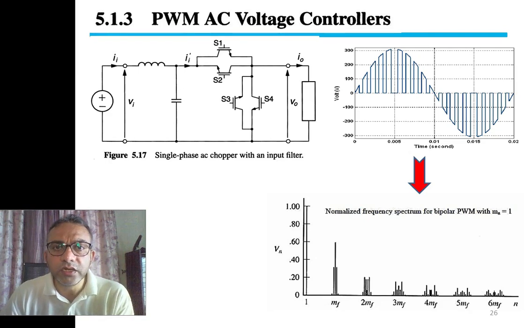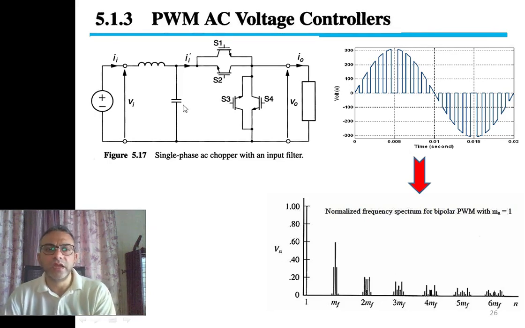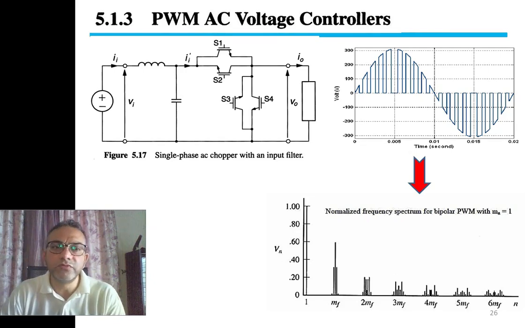The other interesting aspect can be the switching losses. What are the switching losses of such converter? What are the dead times? What are the minimal dead times required for switching converter? These can be other interesting articles for research regarding PWM AC voltage controllers.